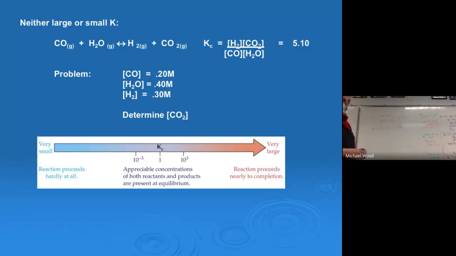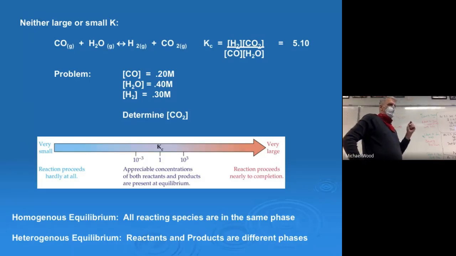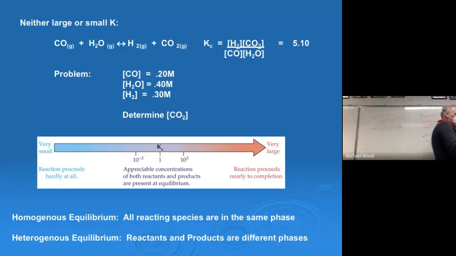Okay, and then if you look at this arrow, very small and very large, what you should note from this. So I'm looking right there in the middle of the page. This is the way chemistry defines it, from 10 to the negative third, or 0.001, to 1,000. And that's where they're kind of equal. So from 1,000th to 1,000, fairly equal, the products and the reactants.